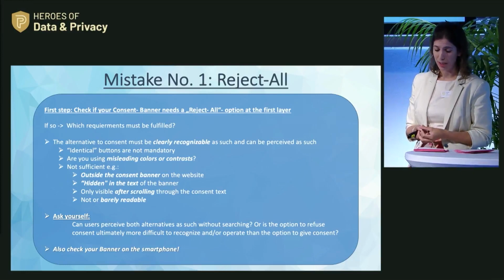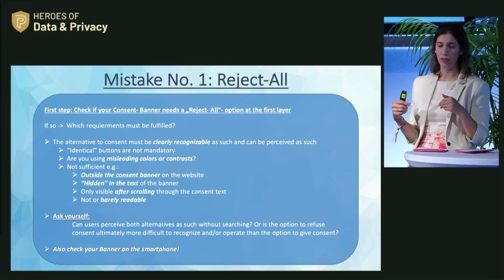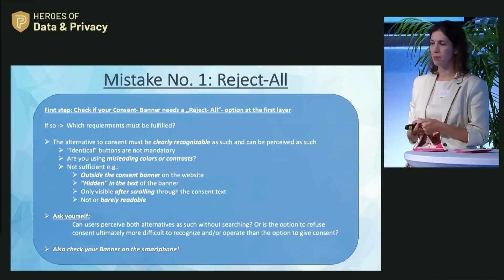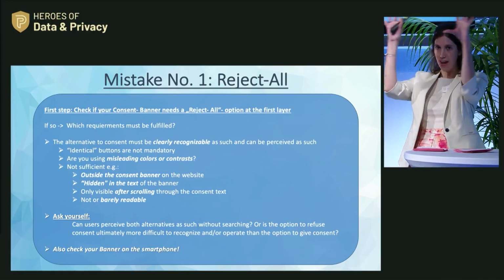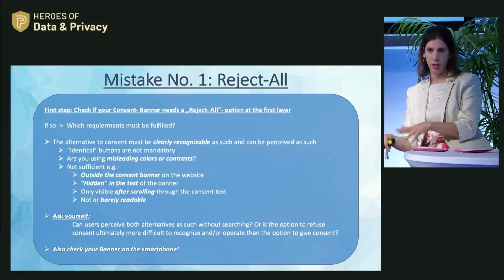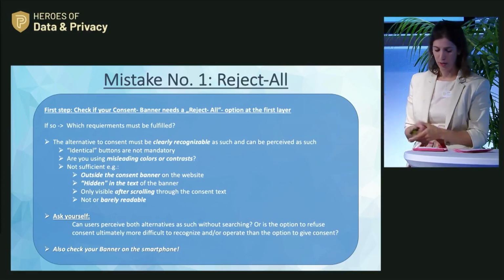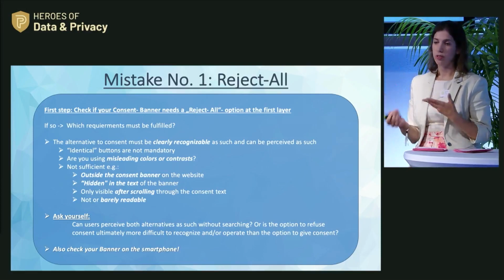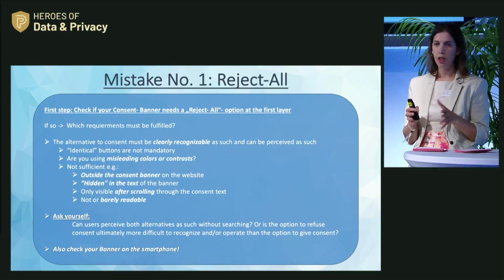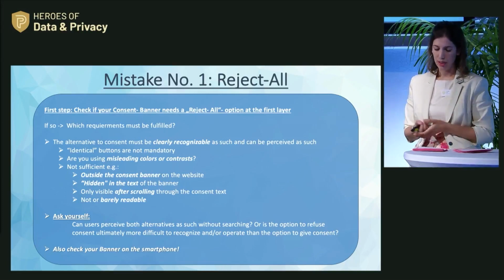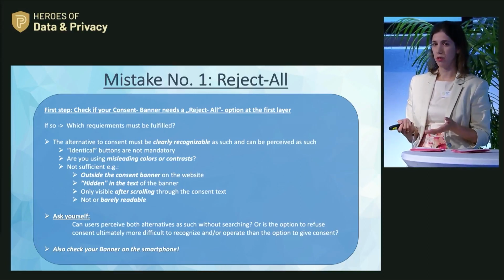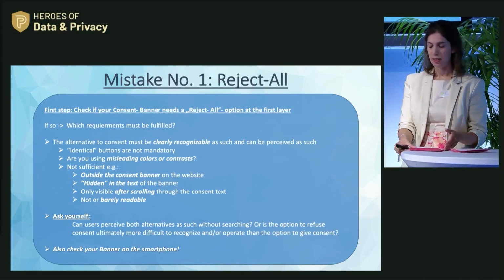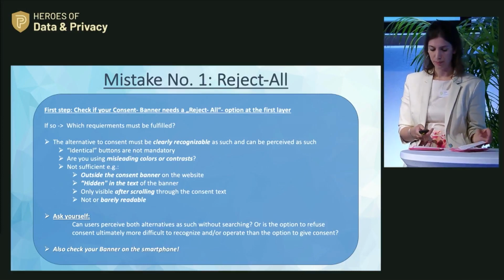Also, an identical button, which is only visible after scrolling through the consent text, while the option to give consent is visible directly at the beginning of the banner, so that you can see accept, and then you have to scroll down, and somewhere there is deny. The option does not stand out from the background in the color, or is barely readable. In all those cases, it is very clear that you can't recognize the alternative option, only with searching and when you know it's there. And this leads to a non-valid consent.